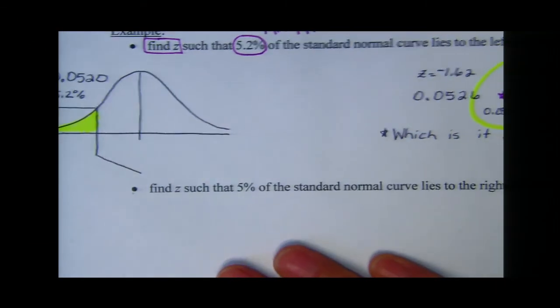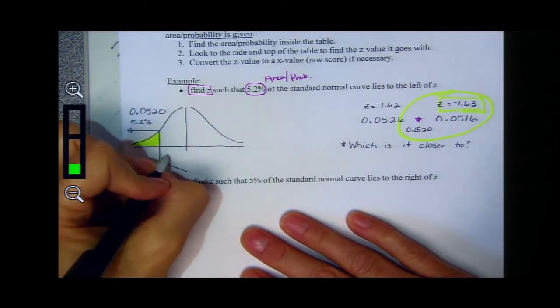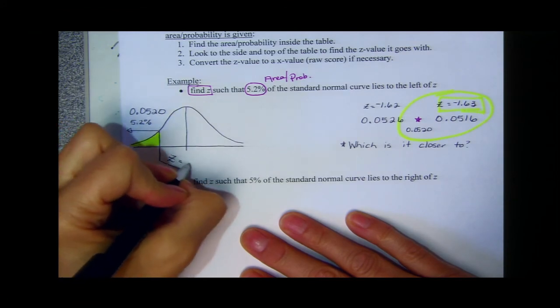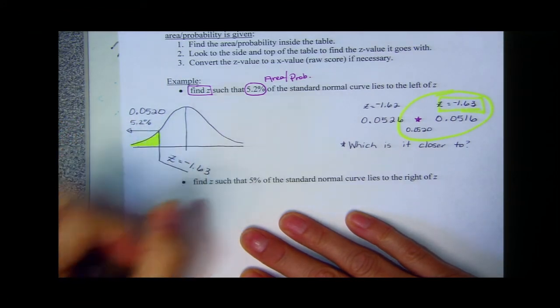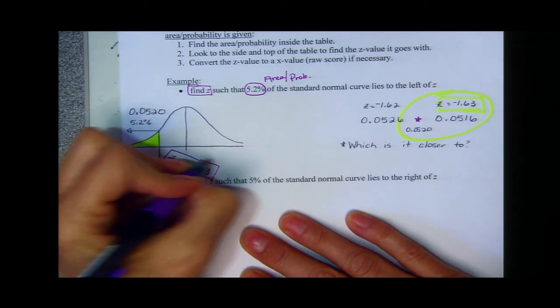So if I go back to my picture, I am going to use z is equal to -1.63. So this right here, it said find z. This is what it's asking me to find. So my answer would be -1.63.